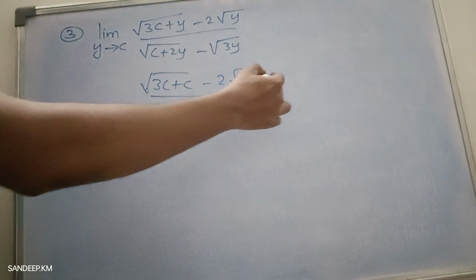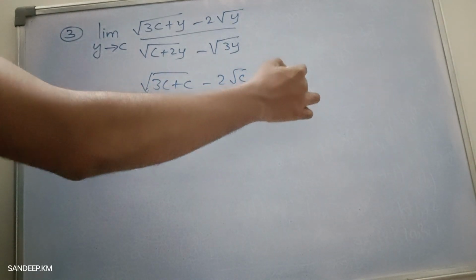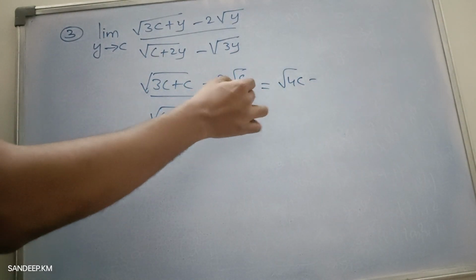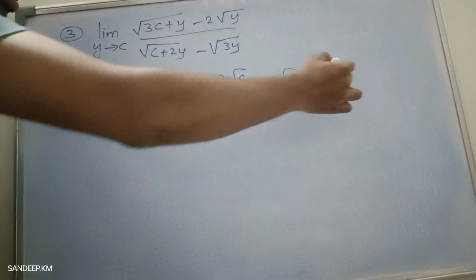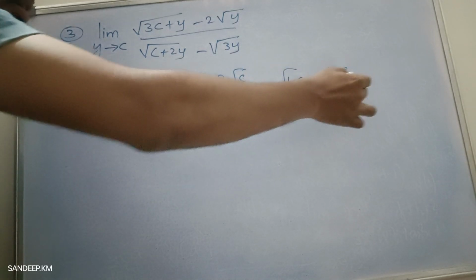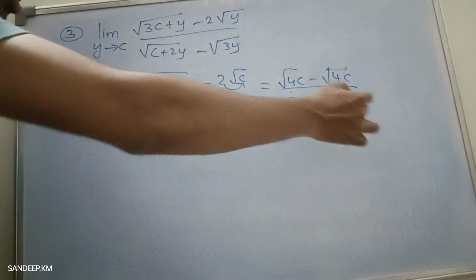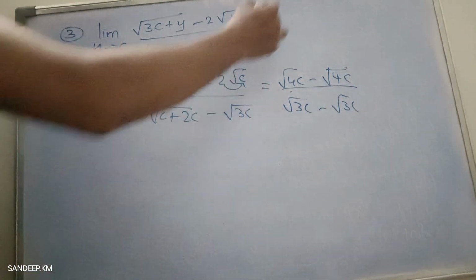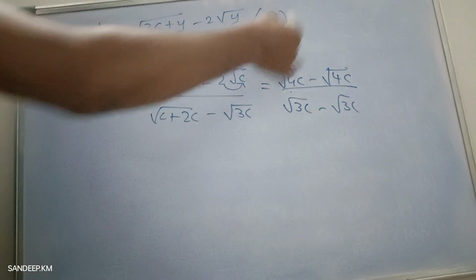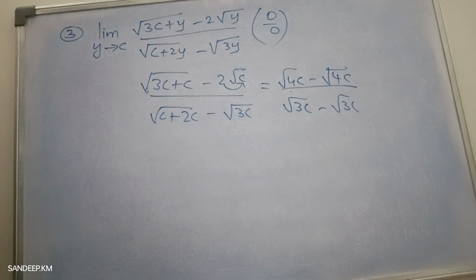The numerator is what? Root of 4c minus, if 2 goes inside, it becomes 2 square, 2 square is 4 with c, and the denominator is what? Root 3c minus root 3c. So what form are we getting again? We are getting 0 by 0 form. Which means once again we have to use the rationalization method. Let us see how to rationalize this.